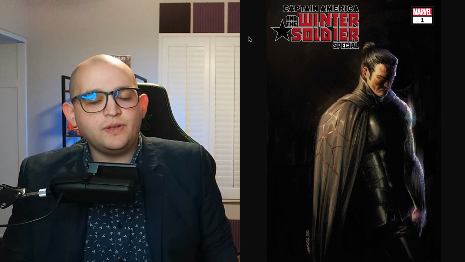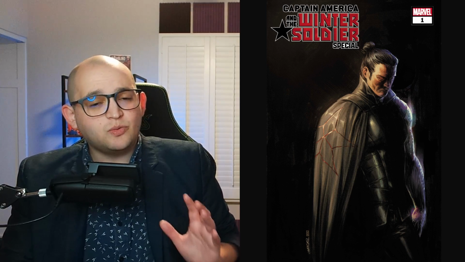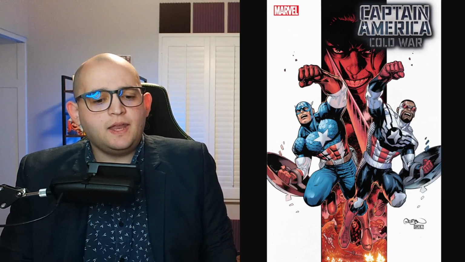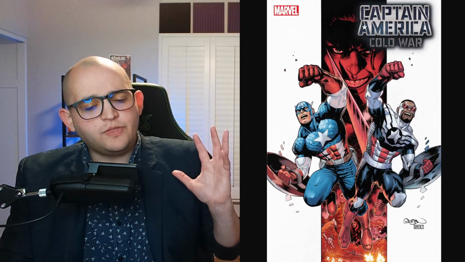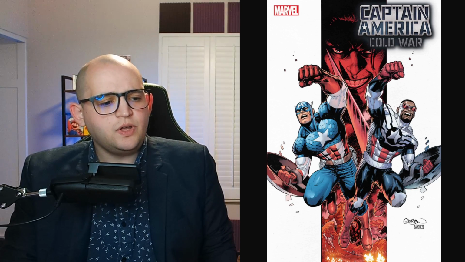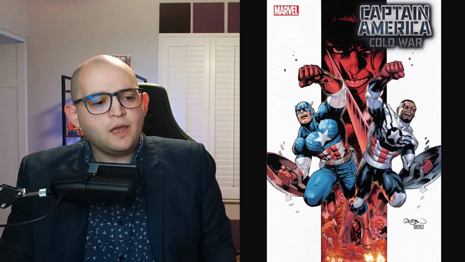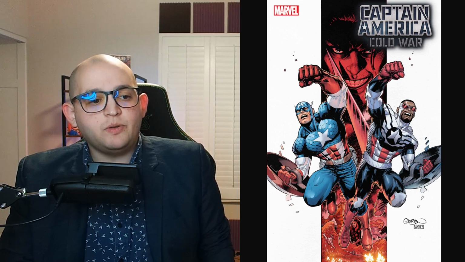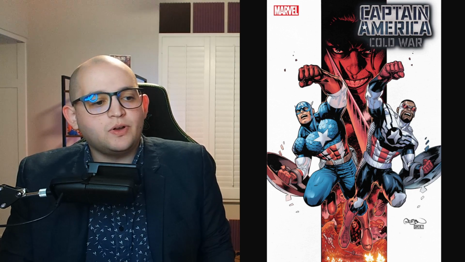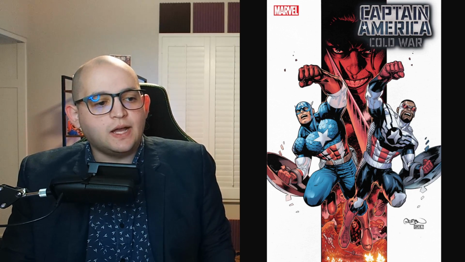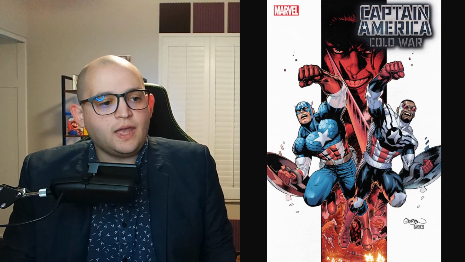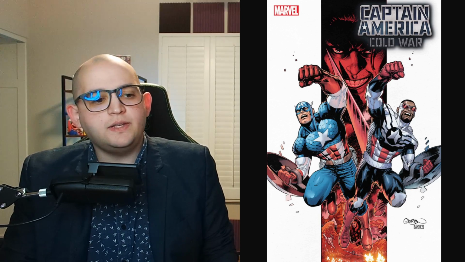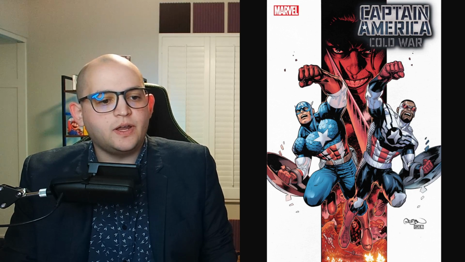Because even though I don't like this crossover or this plot point, there's plenty of other plot points that are really fascinating. And this is the first official chapter of Captain America Cold War. The crossover storyline kicks off with Captain America Sentinel of Liberty number 11. That issue is on sale April 5th, and it's from the same creative team of Collin Kelly, Jackson Lanzing, and Carmen Carnero.